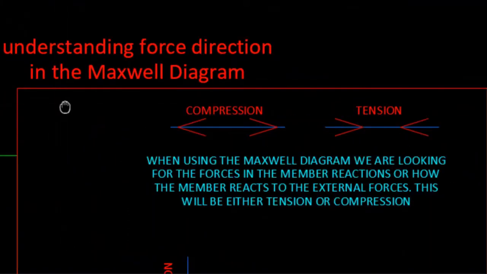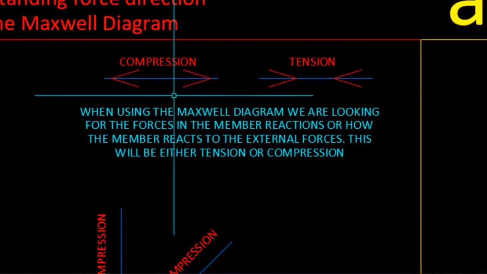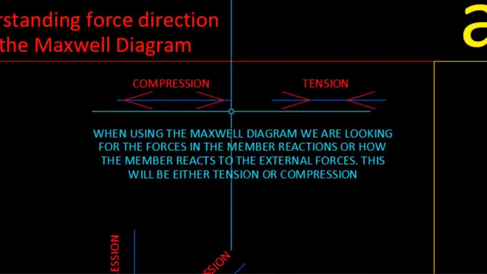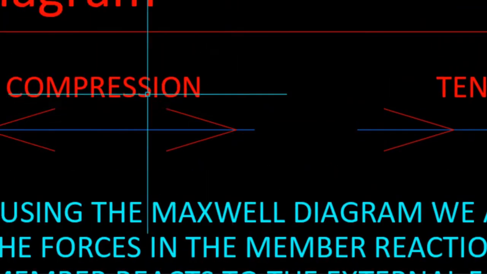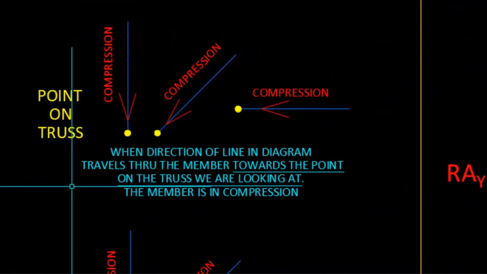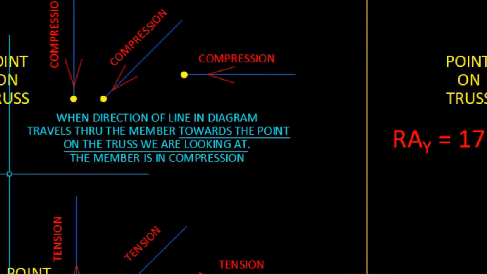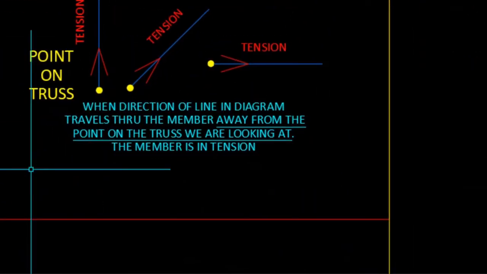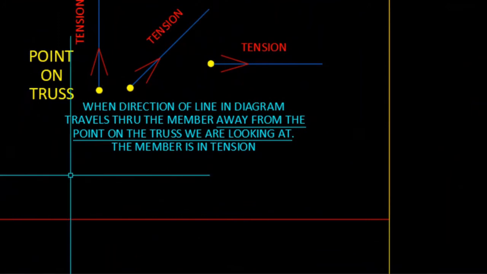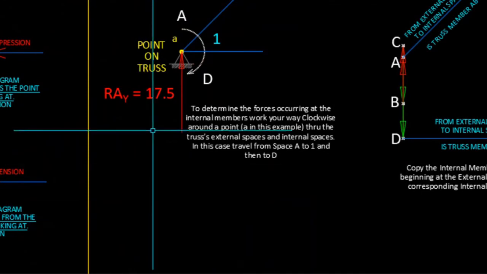And next, I included the information on understanding the force direction in the Maxwell diagram. Once again, these forces in the members will either be in compression or tension, shown as follows. When the direction of the line diagram travels through the member towards the point on the truss that we're looking at, that member will be in compression. And when the direction of the line in the diagram through the member travels away from the point on the truss, we are looking at a member that is in tension. So let me explain that a little bit better.